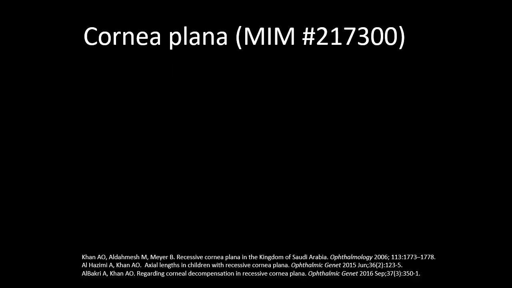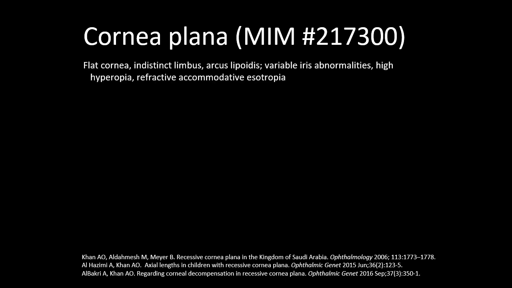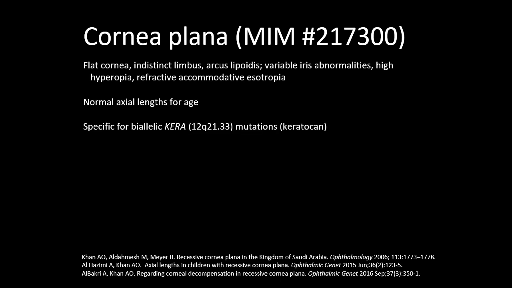Recessive cornea plana is one of the pathognomonic phenotypes in ophthalmology. These children have small flat corneas, indistinct limbus, and arcus lipoides. Sometimes they have iris abnormalities. Often they have high hyperopia and accompanying refractive accommodative esotropia. The phenotype is not associated with axial length abnormality, and the high hyperopia that's typical is related to corneal flatness.